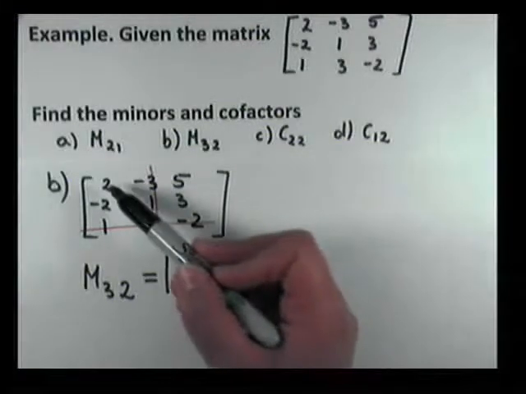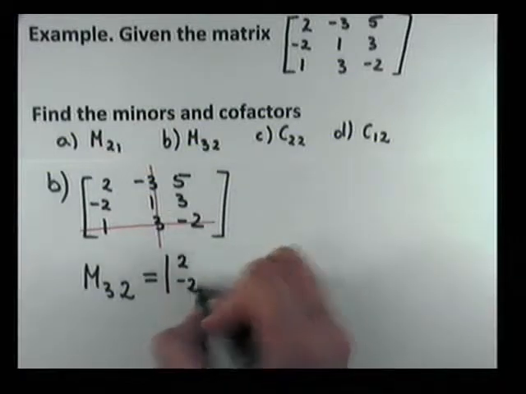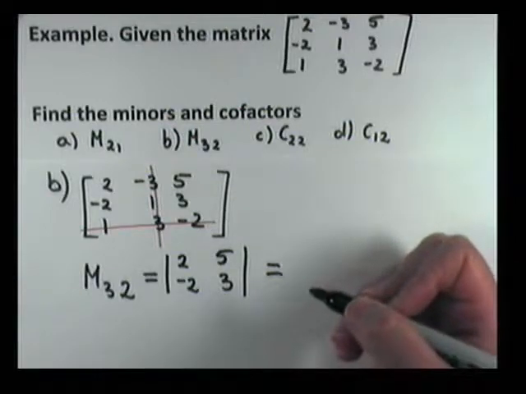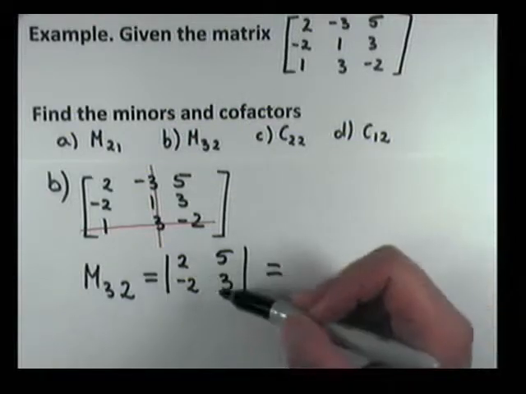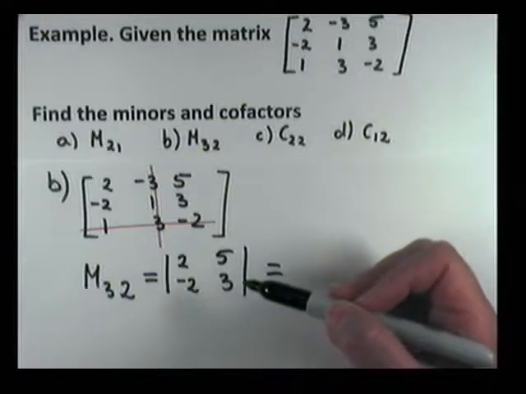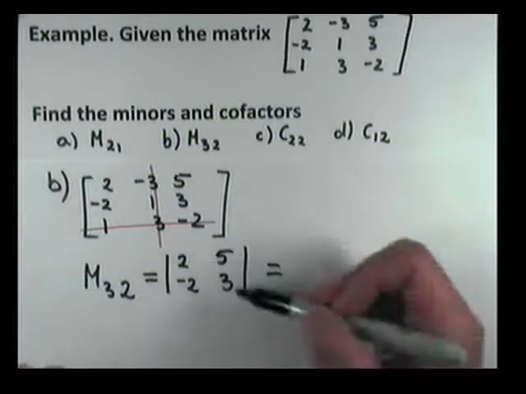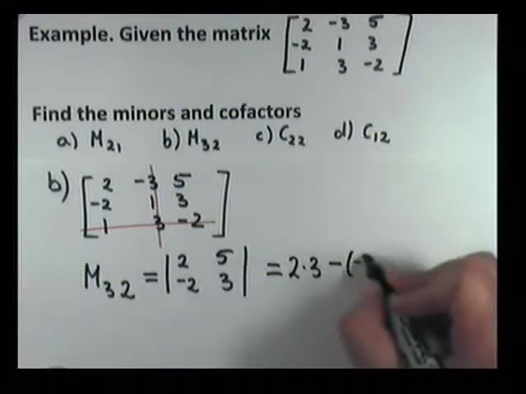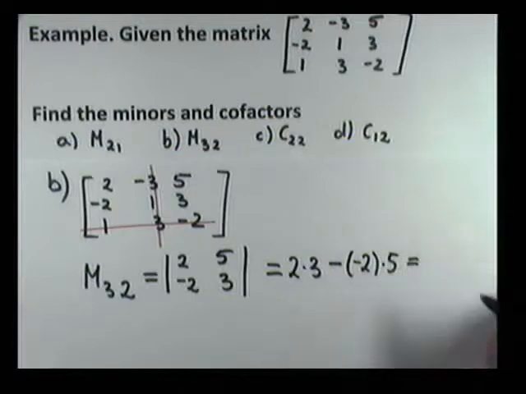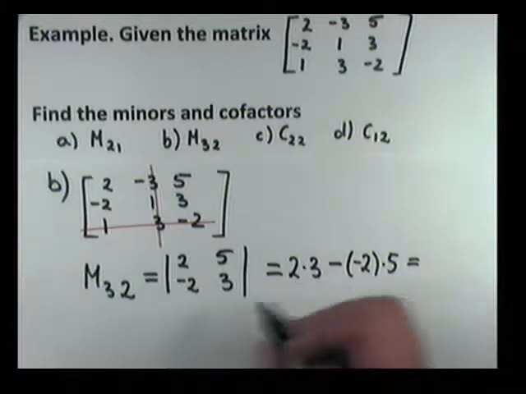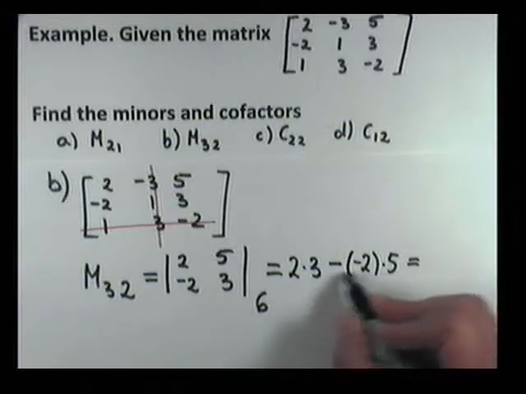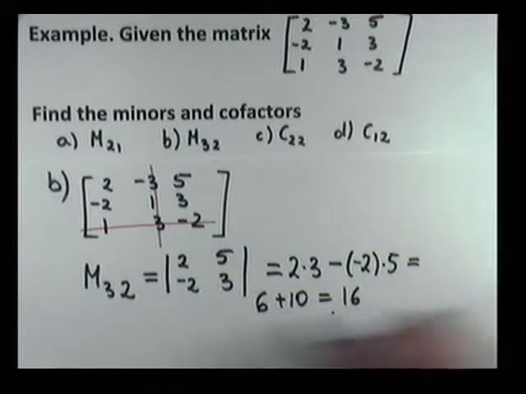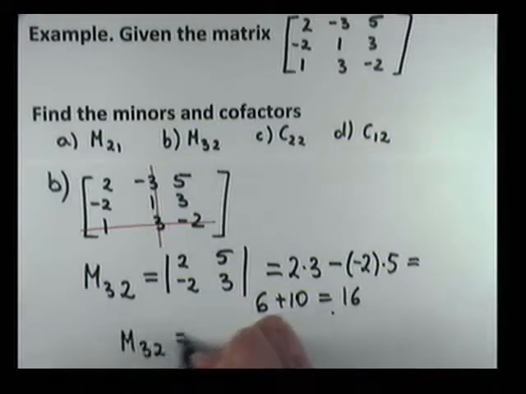So what's left? We put straight lines for the determinant: 2, minus 2, and then 5 and 3. Now find this determinant. We just go straightforward, cross multiply: 2 times 3, minus, on the opposite side, minus 2 times 5. So 2 times 3 is 6, and minus minus 10 is plus 10, so the minor is 16. So M32 is 16.